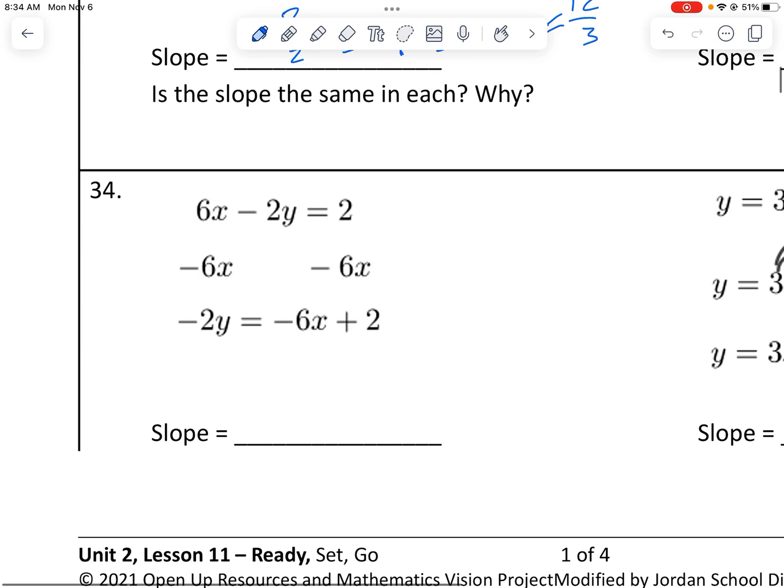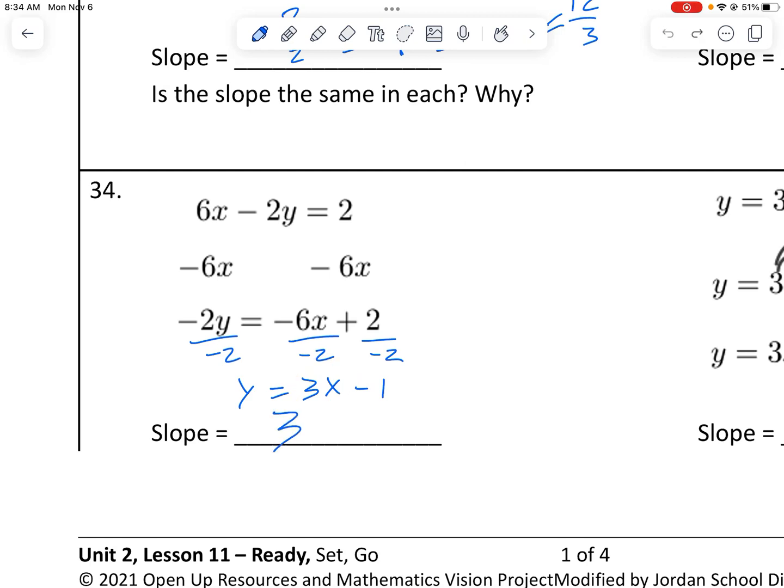So it already has some steps here. It had an equation, move the x over. At this point, you want to get rid of the negative 2. So you have to divide everything by negative 2. And now we got y is negative 6 divided by negative 2 is positive 3. And then 2 divided by negative 2 is negative 1. So we got that. So our slope is going to be 3.